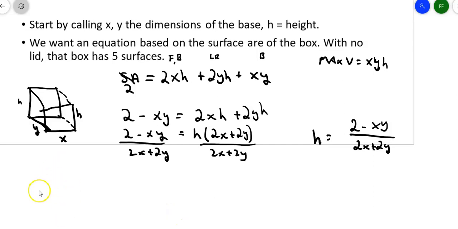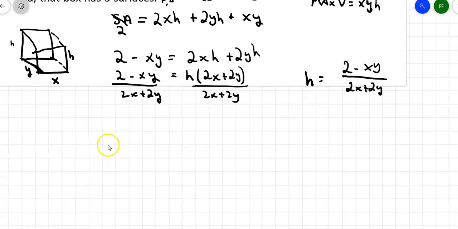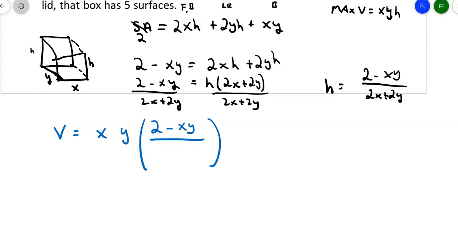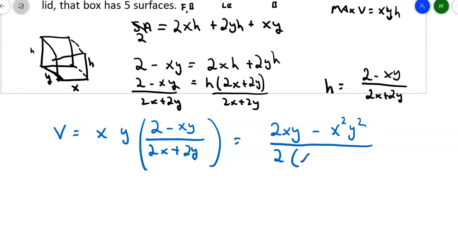Great. Now what? Well, the main formula that I have is the volume. Whatever we're trying to maximize or minimize, remember in Calc 1, everything you were trying to maximize or minimize went back into that main volume formula. Well, the same thing happens here. So volume equals x times y times (2 minus xy) over (2x plus 2y). Do a little distributing. So you'll end up with 2xy minus x squared y squared over 2 times (x plus y).